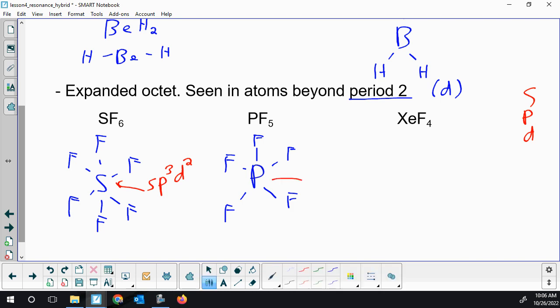We've got the extra, what are the orbitals that we needed to make this. Okay, there's more than 4 bonds, so you need at least 1 D to do it. So we need 5, there's 1, the 3 P's is 4, and we need 1 D orbital to make the 5th bond.